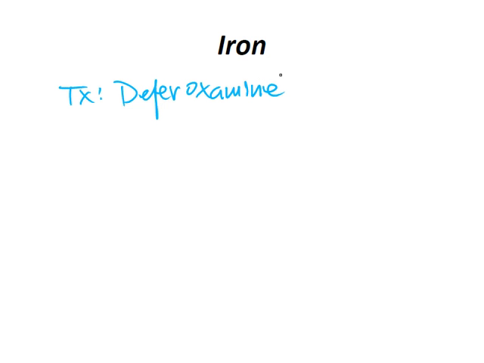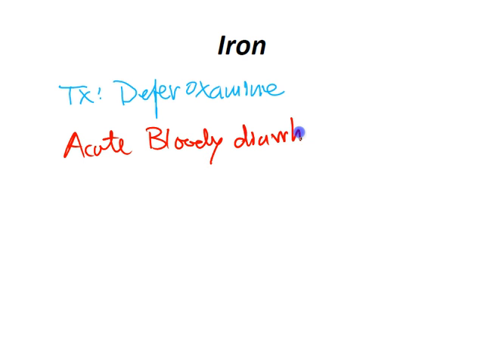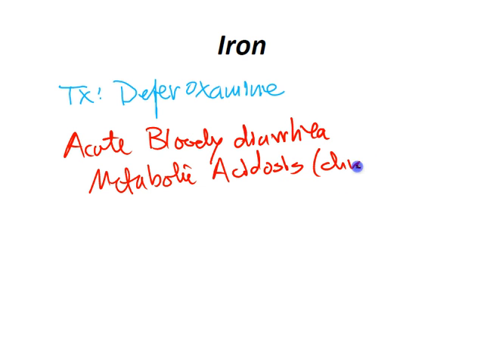Some symptoms of iron overdose: you're going to have a bloody diarrhea. So this could kind of confuse some docs. You're going to have an acute bloody diarrhea. You're also going to have confusion, and you're also going to have metabolic acidosis from chronic iron exposure. So this one's from chronic.